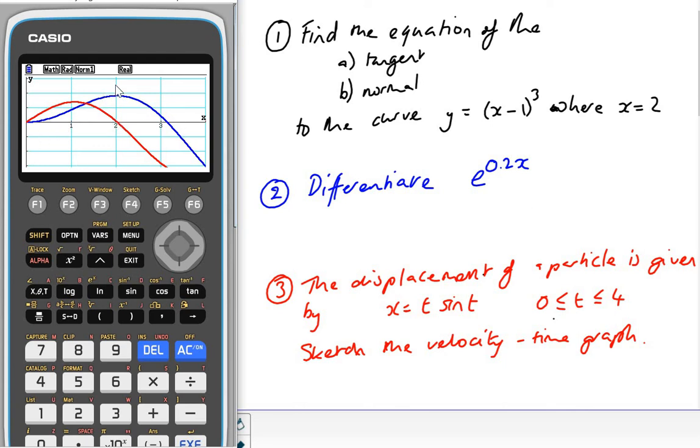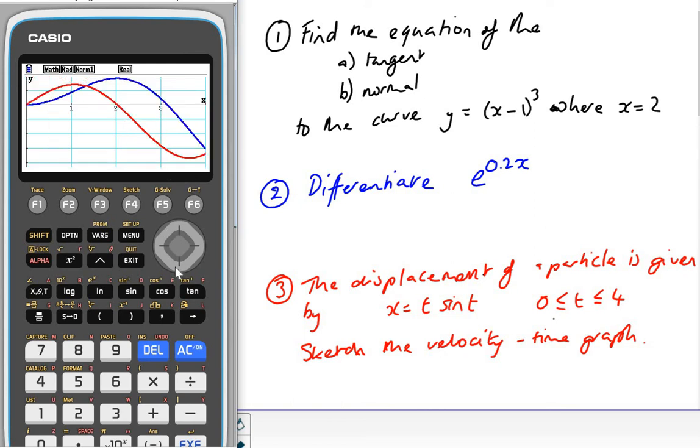When the blue curve's going up, the red curve is positive. When the blue curve's going down, decreasing, the red curve is negative. And obviously I can go down a bit and I can see the rest of that. Okay, so that's one way of getting the velocity time graph. Now I could differentiate using the product rule and type that into my graph menu and see if it coincides, just like before, to check I've got it right.